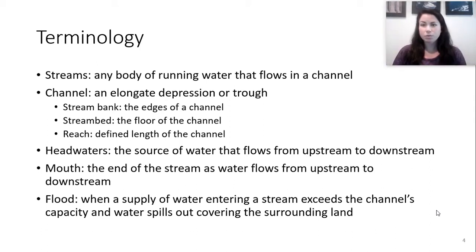And when we have too much water in our stream system, that's when we have a flood. This is when the supply of water entering a stream exceeds the channel's capacity. So you have water that goes over those stream banks, it goes over those edges.